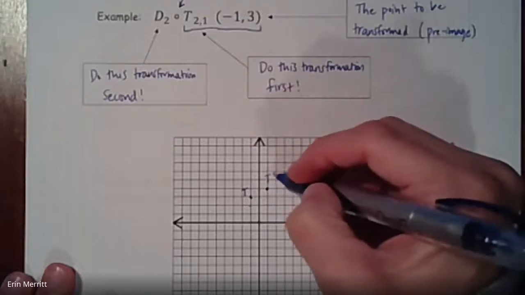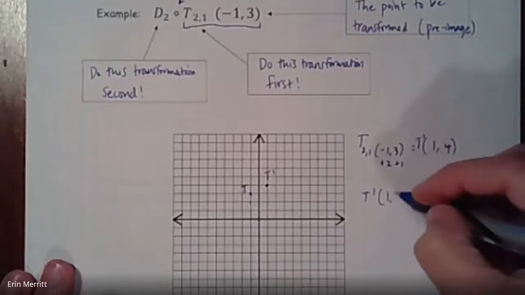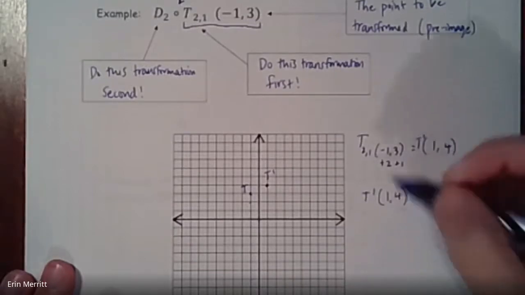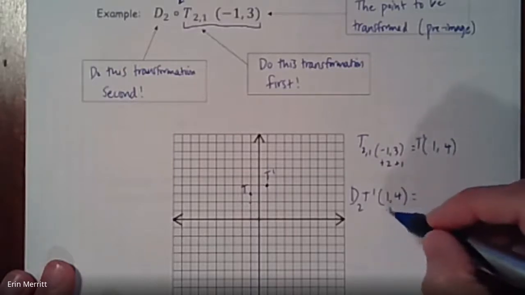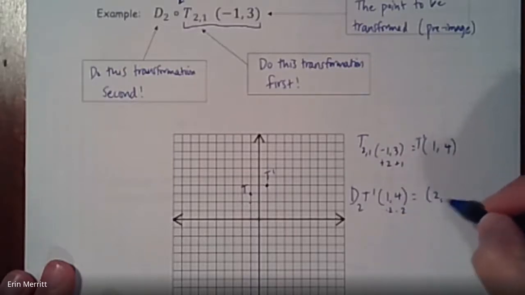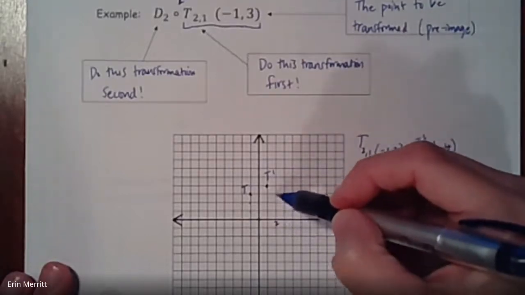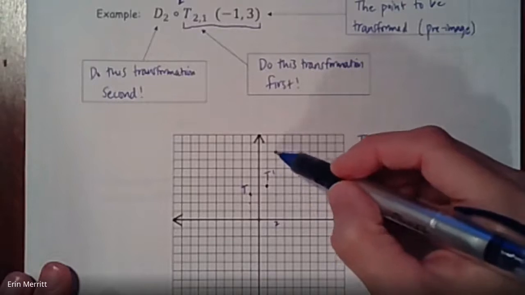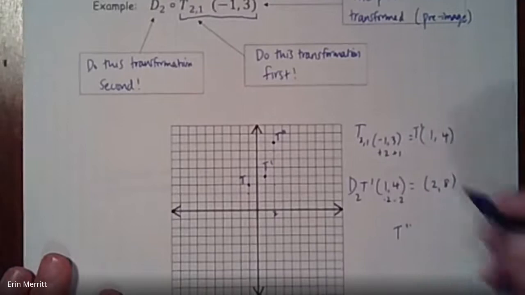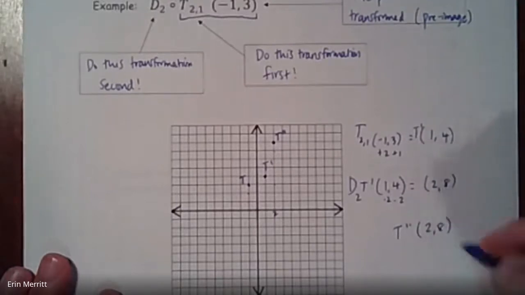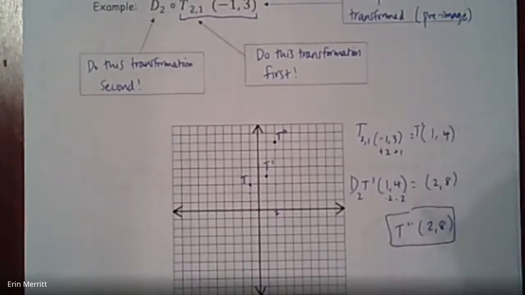So we usually refer to that as T prime here, but now you're going to take that answer, T prime of 1, 4, and we're going to dilate it by a scale factor of 2, which means we're going to multiply the x by 2, multiply the y by 2. So it comes out as 2, 8. So if I come over 2 and up 1, 2, 3, 4, 5, 6, 7, 8, that's our final answer. We will typically refer to that final answer as T double prime, just to acknowledge that it's moved through 2 transformations, not just 1.